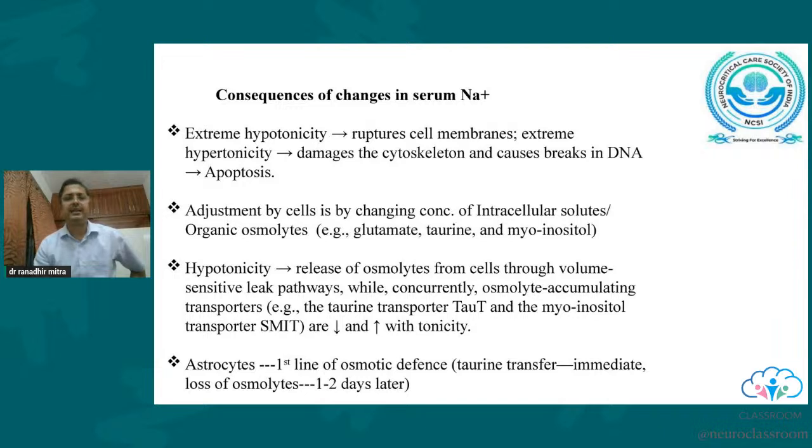Normally, the cells in the brain adjust over time by accumulating organic solutes like glutamate, taurine and myo-inositol. In cases of hypotonicity, there will be release of osmolytes from these cells through volume-sensitive pathways. These are actually the first kind of osmotic defense with the help of astrocytes, leading to taurine transfer, because in the presence of hypotonicity there will be cell swelling, which can lead to rupture of the cell membrane.